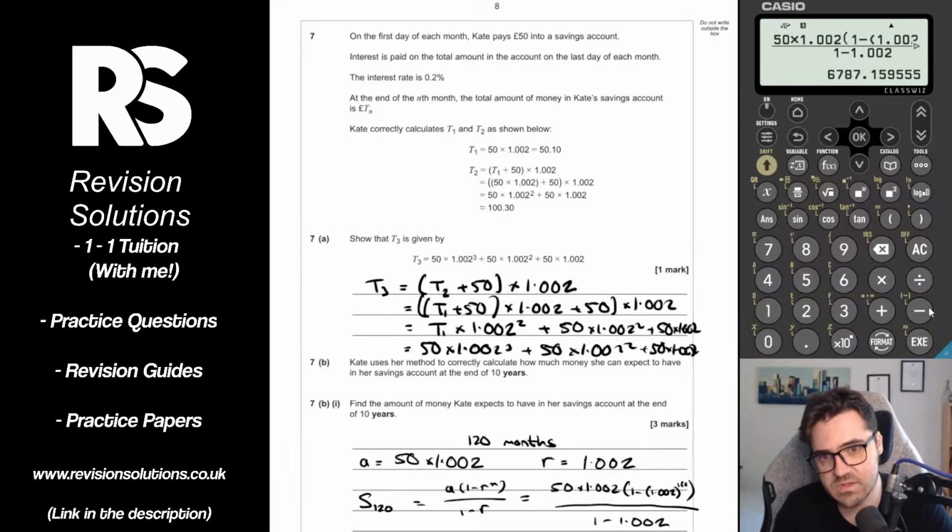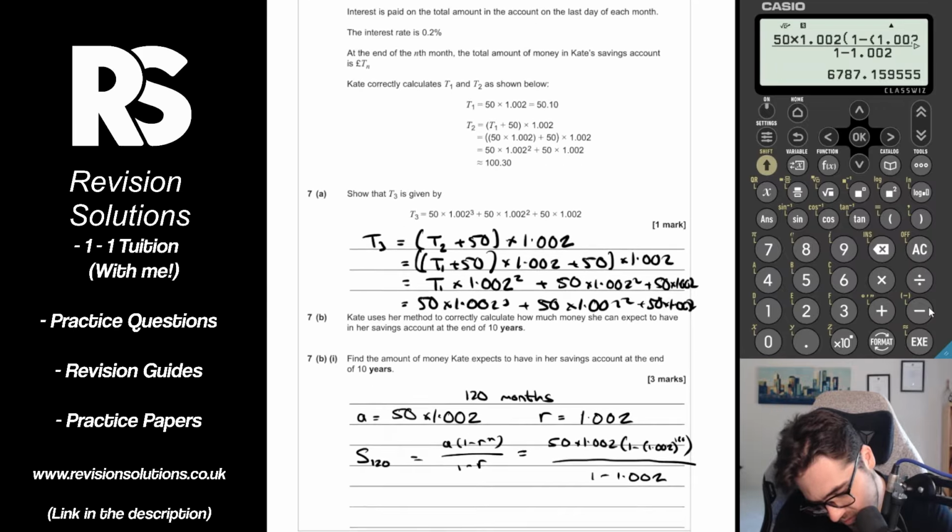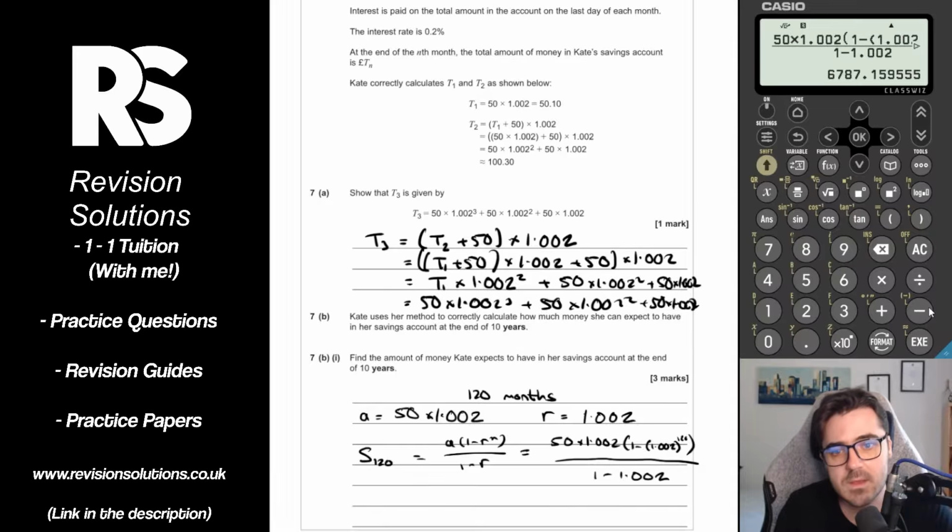Gives us 6,787. And do we want to round this at all? It doesn't say, so let's do it to the nearest pence, so that would be 16 pence. So £6,787 and 16 pence.